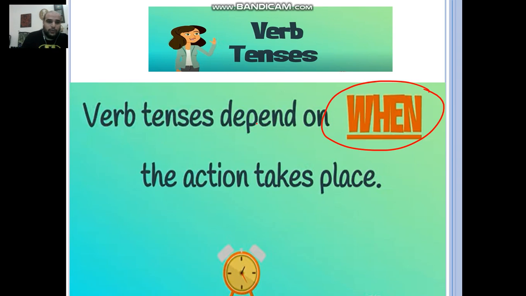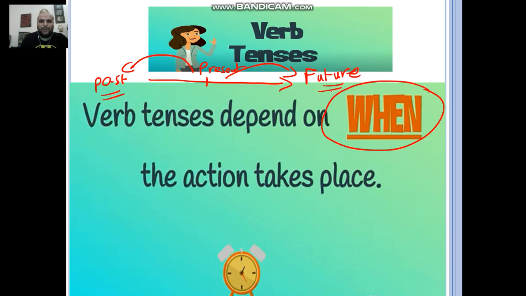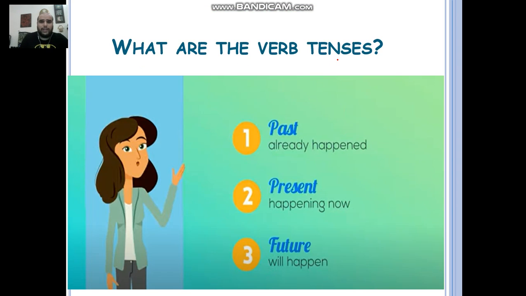So we're going to have this line. As if we are here, this is the present, this is the past. What comes before the present for grade 4 is the past. What comes in the future is the future, of course. So we have 3 tenses in English: present, past, and future. What are the verb tenses?